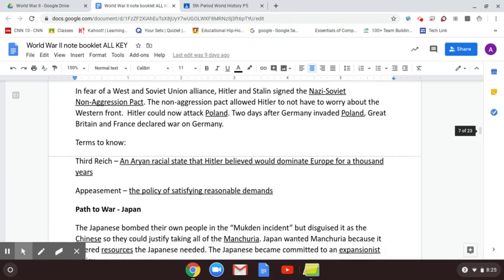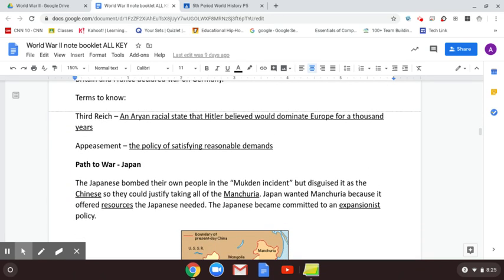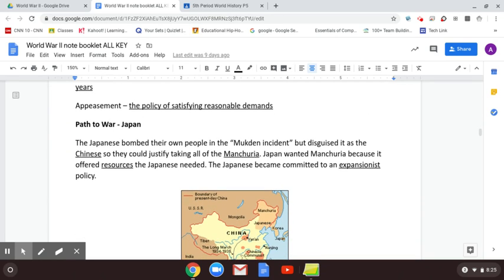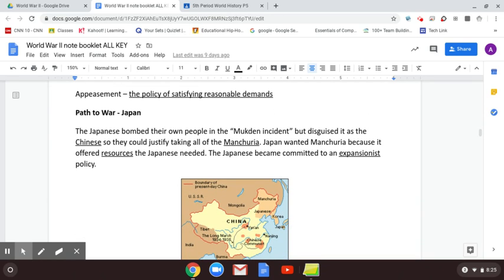So today we're going to start with Path to War Japan. So if you're not there yet, go ahead and scroll down there. Remember, at any point, if I'm going too fast, you can always hit pause on the video, type in what you need to, and then go back and hit play again. All right, so Japan's path to war.